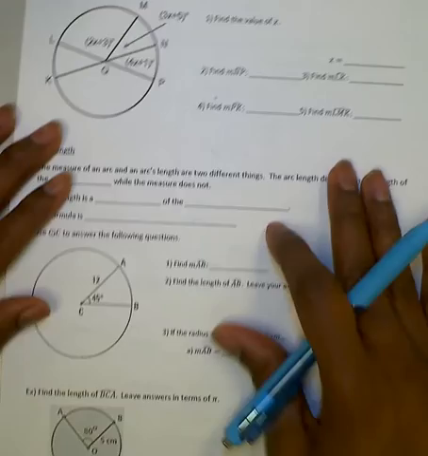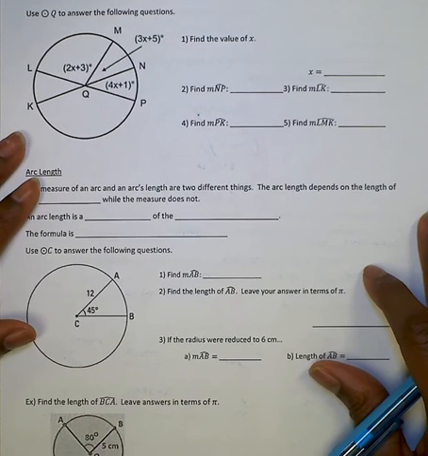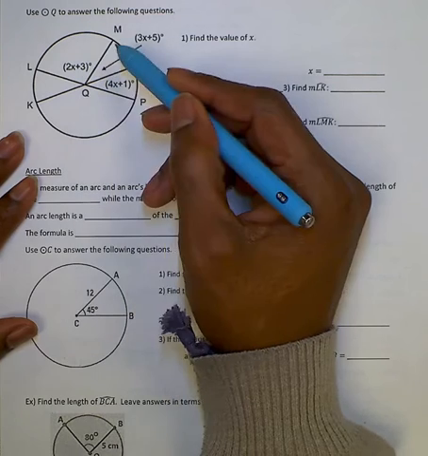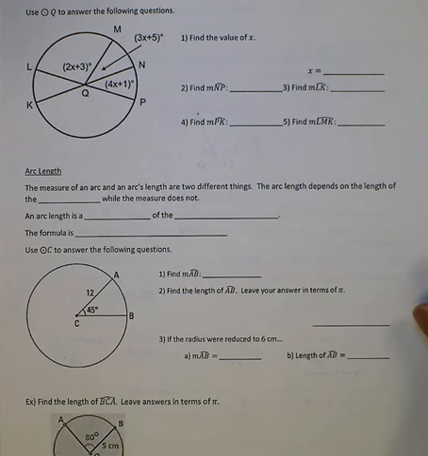Okay, flipping to the back. It says use circle Q to find the answer to the following questions. Again, notice this is called circle Q because we have Q as our center. Okay, so find the value of x. Here's how we'll use it.